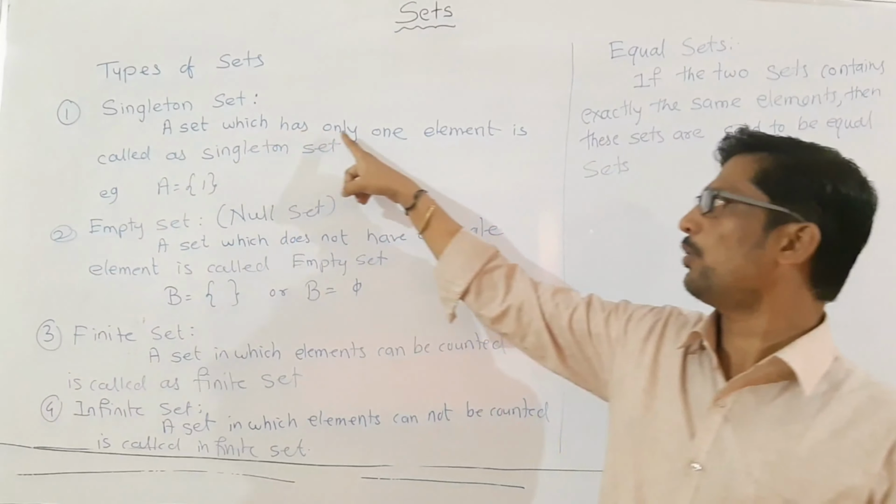So these two sets are equal. So I will write set A is equal to set B as they contain the same elements. That is 2. Fine.